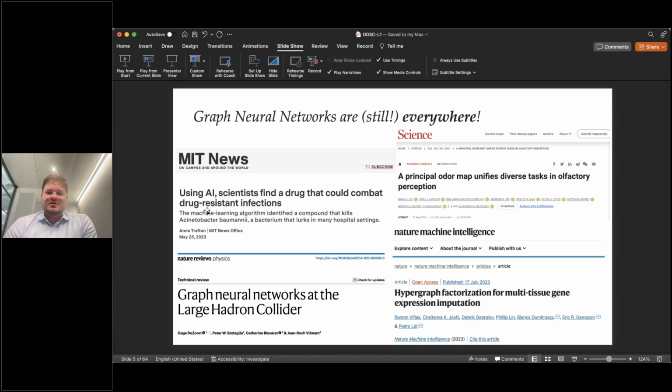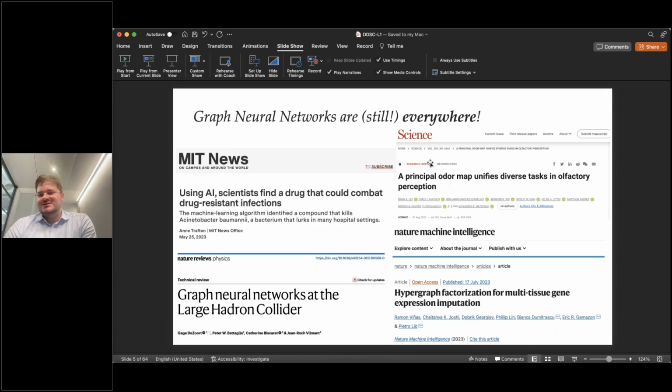There has been another breakthrough drug discovery using these models, which has been published in the MIT News and otherwise. They are extensively used in particle physics at the Large Hadron Collider in Switzerland. There is now a review paper detailing exactly how they're used there. Then a paper using GNNs recently landed on the cover of Nature Machine Intelligence through a very interdisciplinary team spanning folks from the University of Cambridge.